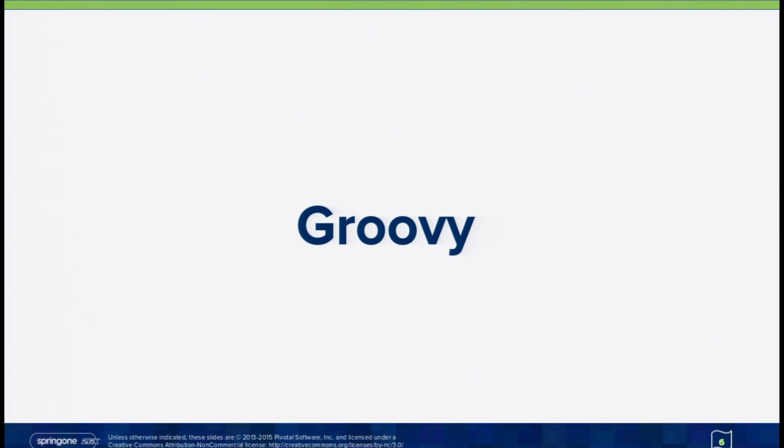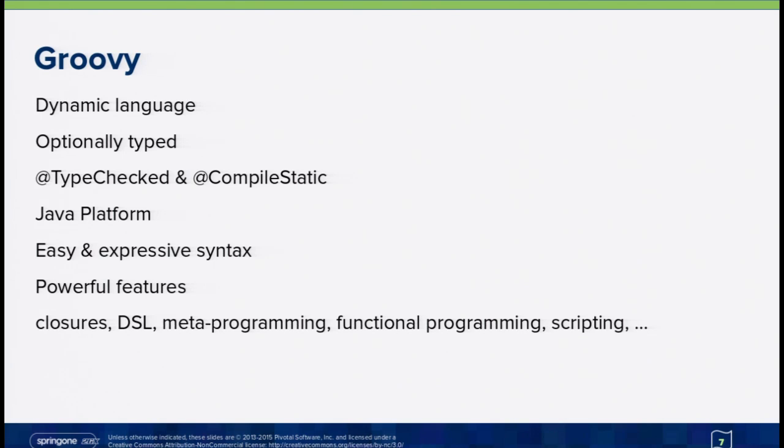Now, the other main actor in this talk is Groovy. As you know, Groovy is a dynamic language, optionally typed, with static typing and static compilation capabilities for the Java platform. Thanks to an easy and expressive syntax, it's easy to learn for Java developers. Furthermore, it integrates easily with any Java program, delivering powerful features, including closures, runtime and compile-time metaprogramming, functional programming, scripting, powerful tests, and so on. So if we combine the power of Spring Boot with the features of Groovy, we obtain a couple of powerful tools that allow developers to work in an easier, more productive, interesting, and amazing way.